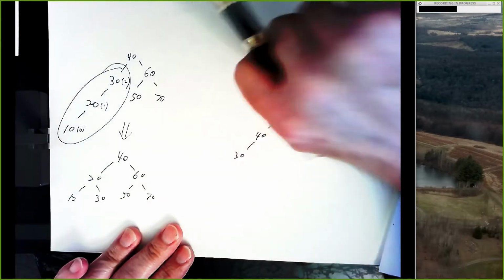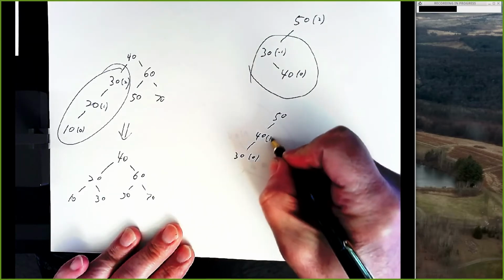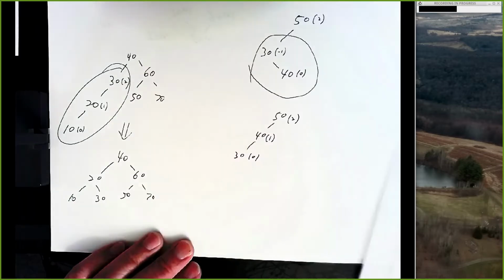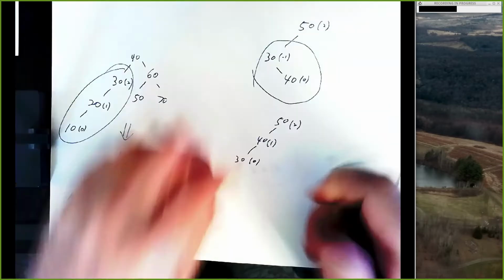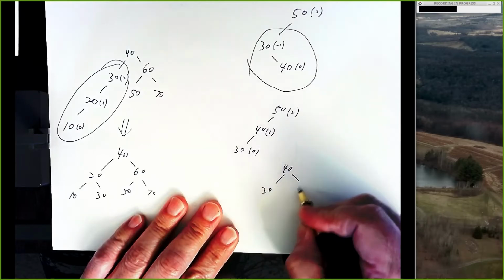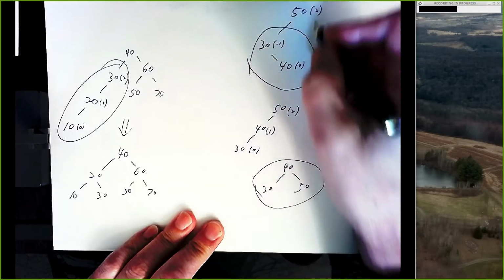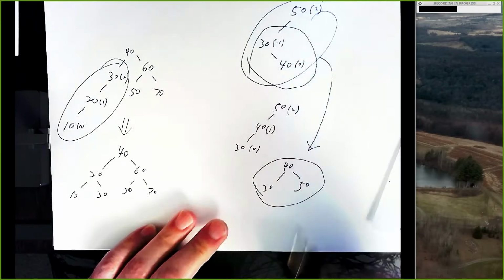All right, so we'll put the 40 up here, we'll bring the 30 down, and now we've got an unbalanced tree, but it's a left-left case. And so now we do this rotation: we put the 40 up at the root, leave the 30 on the left, and bring the 50 down on the right. And so this gets changed into that.